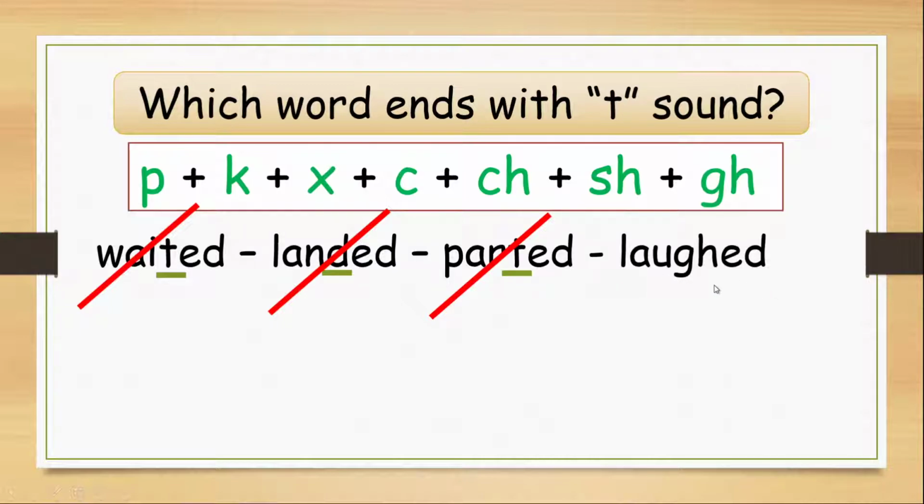Laughed. Before the ed, we've got gh. Oh, it is here. It's among those letters. It's the f sound. Listen, at the end, you can hear the t sound. Laughed. So this is the correct word. Which word ends with the t sound? It's laughed.